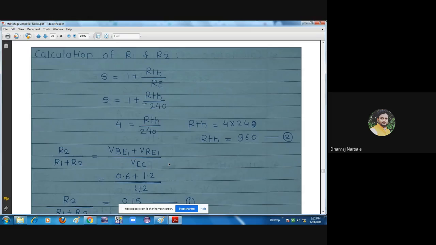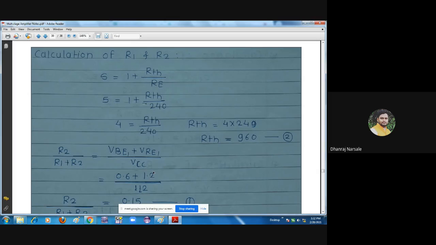Okay, now we have got that equation, correct. R2 divided by R1 plus R2 is equal to VB1 plus VRE1 divided by VCC. In this equation, I know the value of VB1. VB1 is the voltage between base and emitter when the transistor is in the active region, and its value is 0.6. VRE1 is the voltage drop across the RE1.